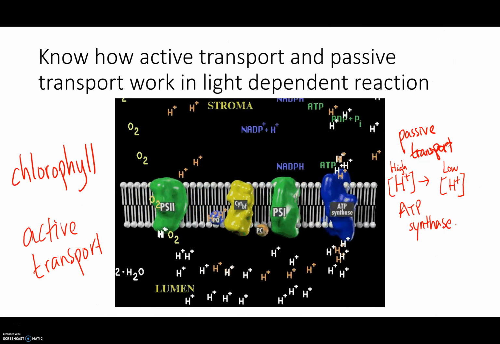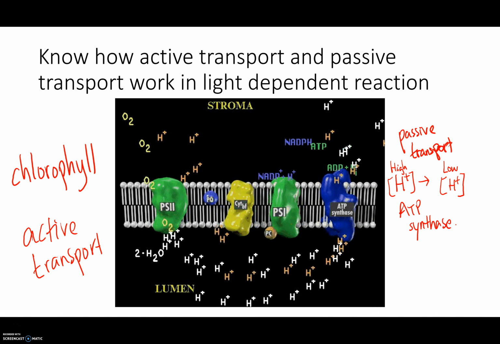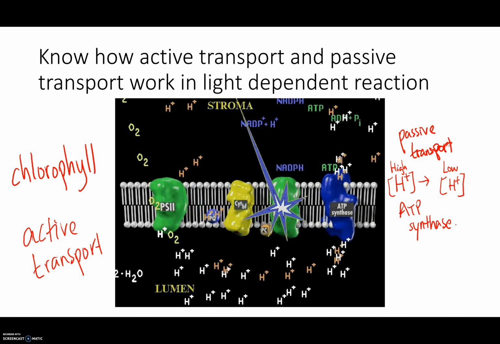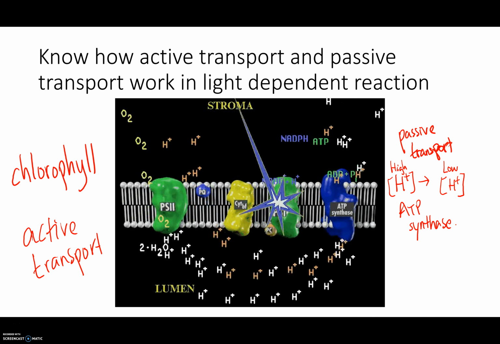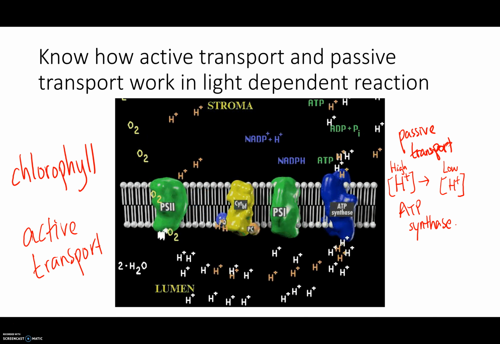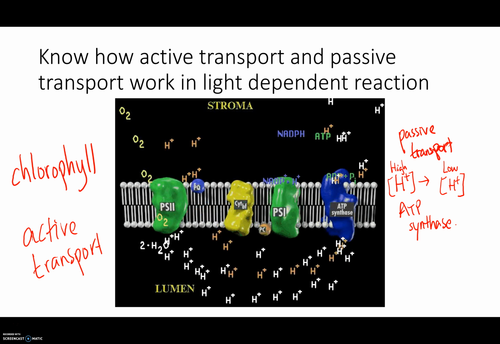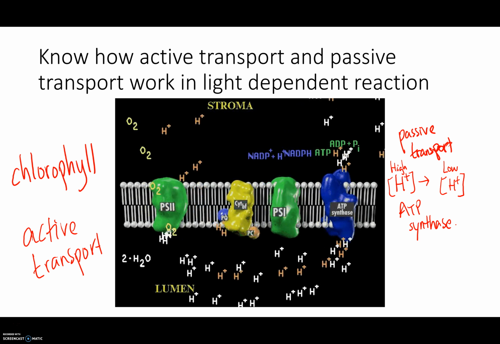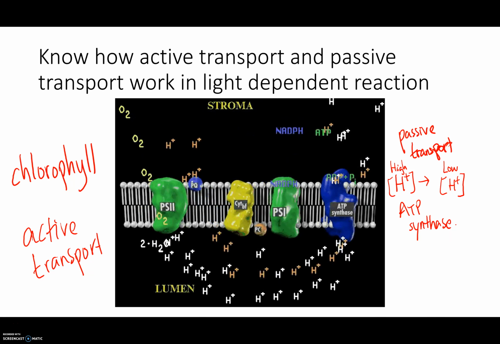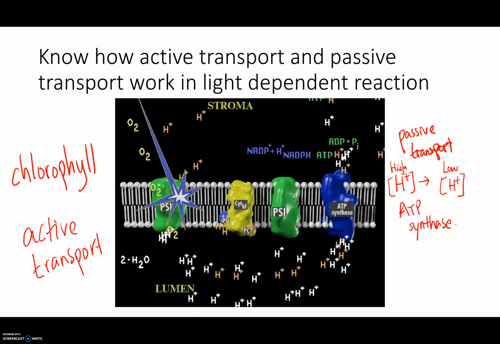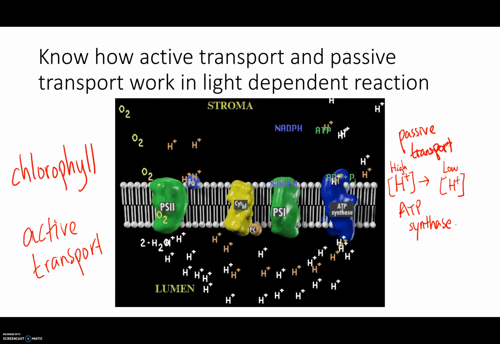So know that chlorophyll is the one that detects the sunlight. Know that the sunlight powers the active transport. Know that the passive transport is hydrogen ions from high concentration to low concentration through ATP synthase. What's the function of ATP synthase? To make ATP. Why do we need to make ATP? Because we need it to power the Calvin cycle. To make food, you need energy. So ATP is used to power the Calvin cycle.